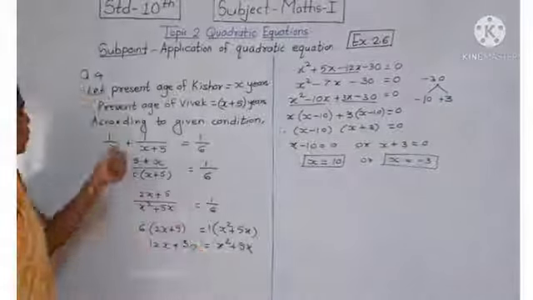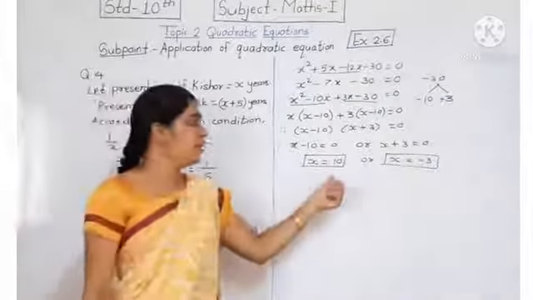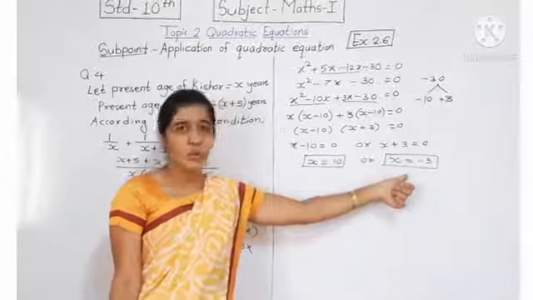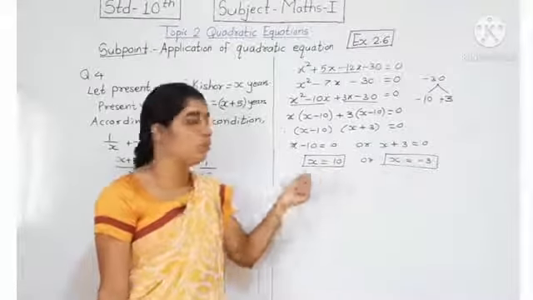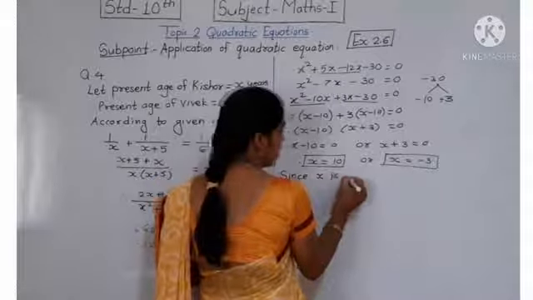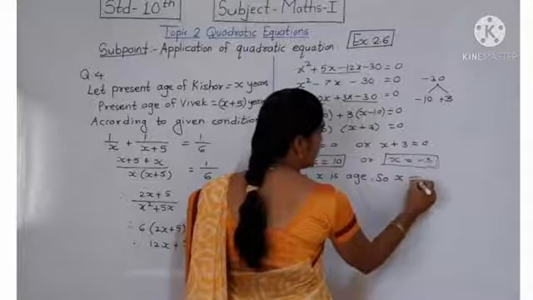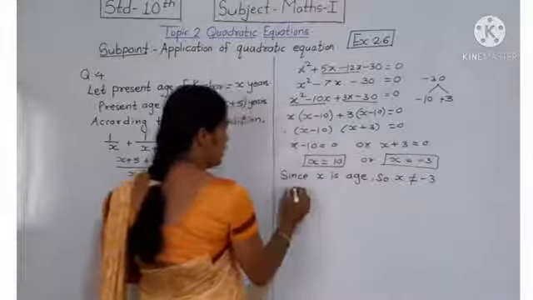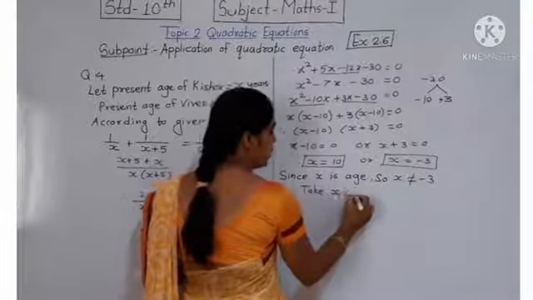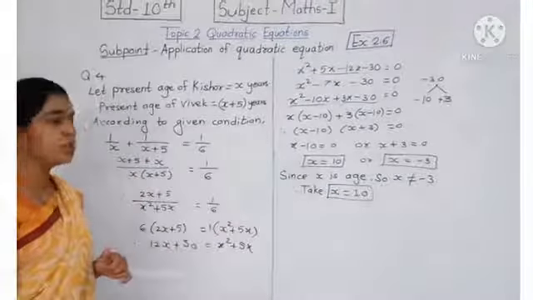Okay, so what is x? The age of Kishore. If age is negative, no, age is always positive. Since x is age, we can take x not equal to minus 3. Therefore, take x is equal to 10. Age is always positive, so we take x is equal to 10.